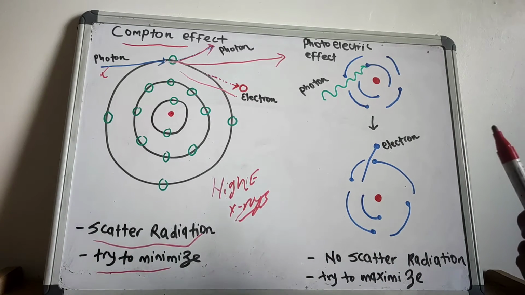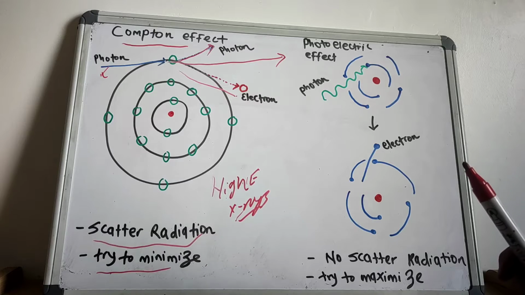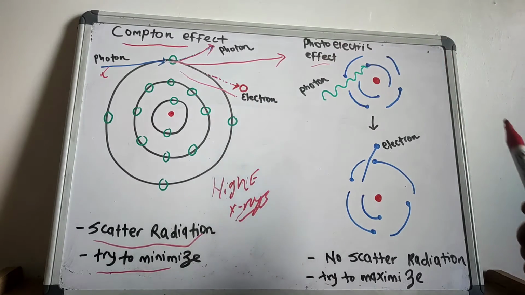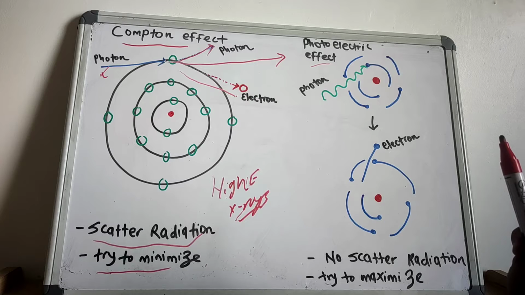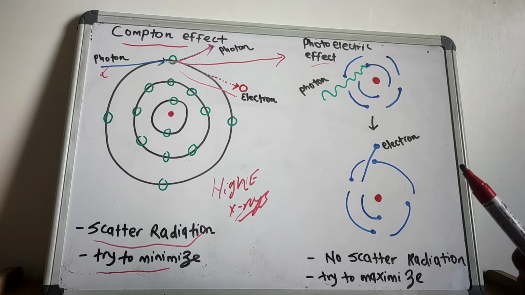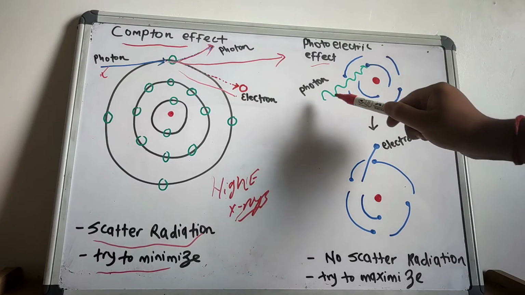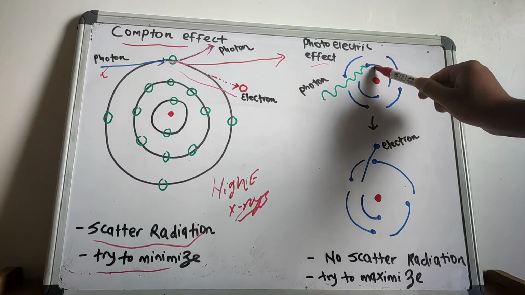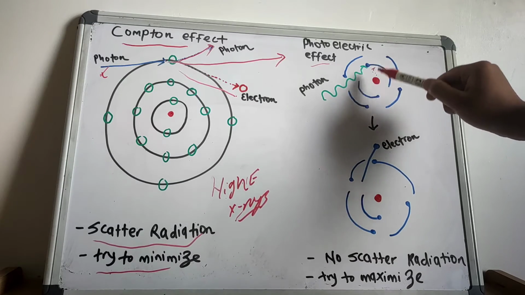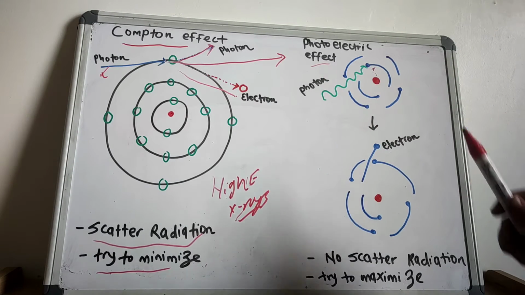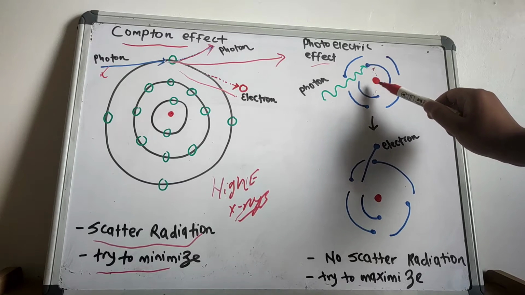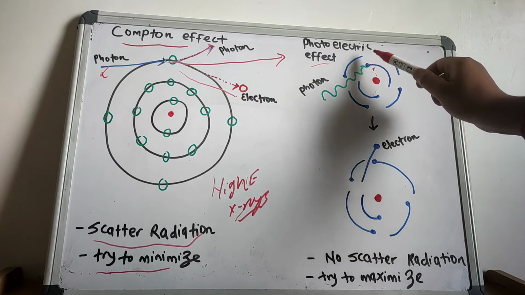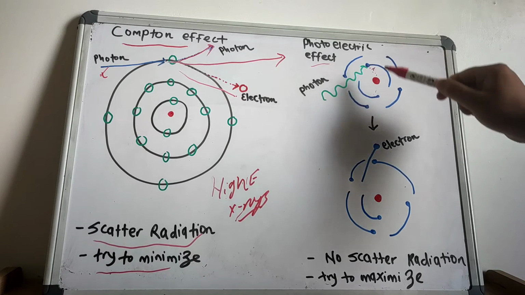Now let's discuss the photoelectric effect. The photoelectric effect describes the interaction of the X-ray photon with the inner shell electron. What happens? The X-ray photon enters the patient's body and collides with the inner shell electron of an atom. It is tightly bound by the nucleus because it is nearer to the nucleus. Because the electron is tightly bound, the entire energy of the X-ray photon is transferred to the electron and it is thrown out of the atom.